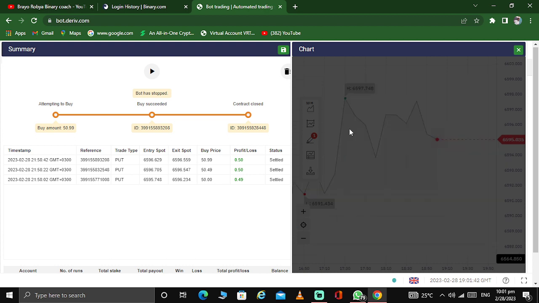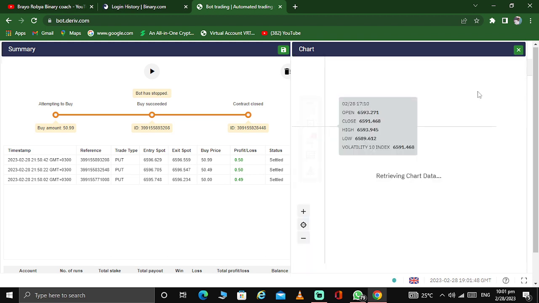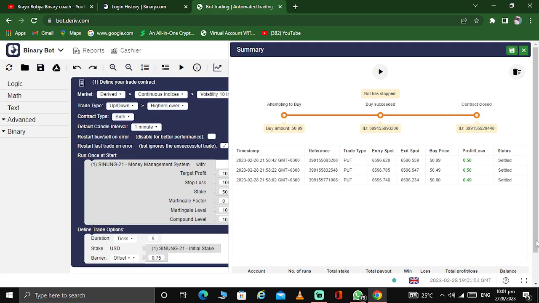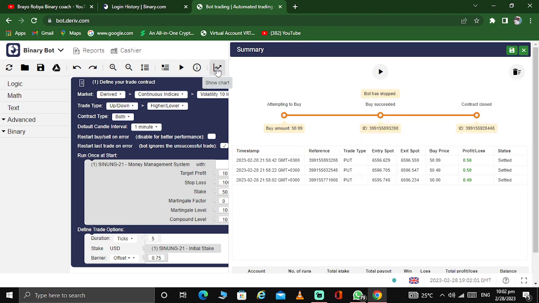You can go back to the tick analysis, go to one tick, and start seeing. It's retrieving some data, I don't know why. I can just open it again.